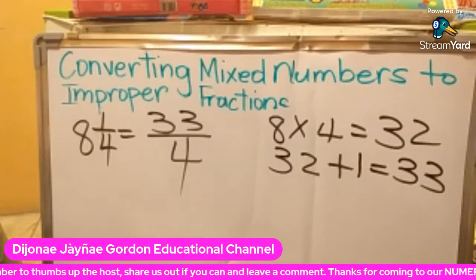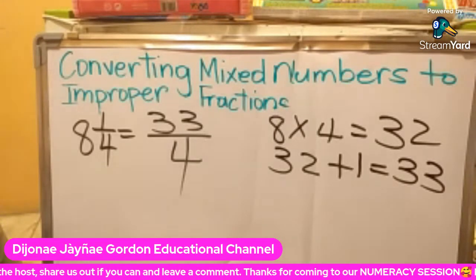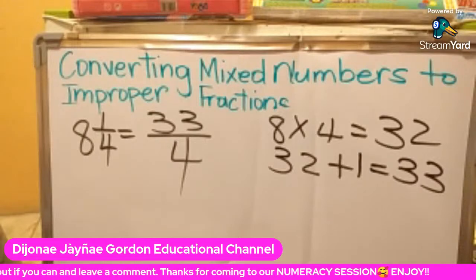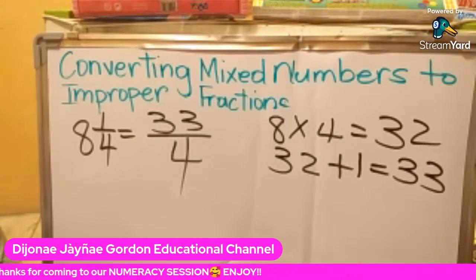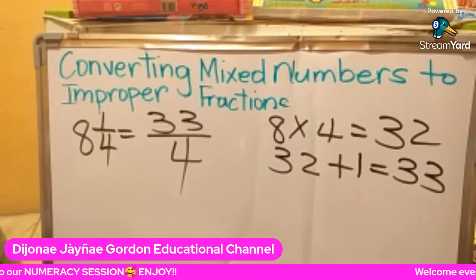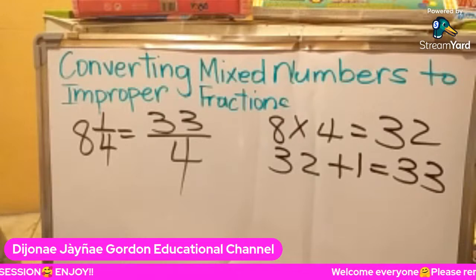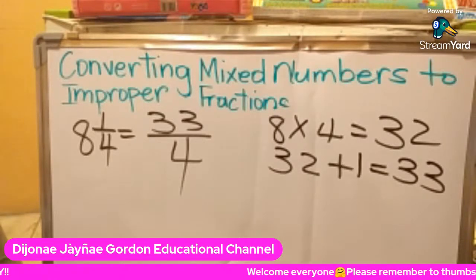Why is it called an improper fraction? It is called an improper fraction because the top number, which is your numerator, is bigger than your denominator, which is 4.